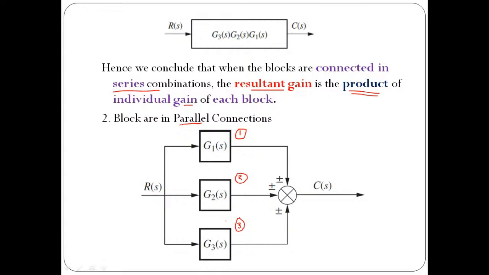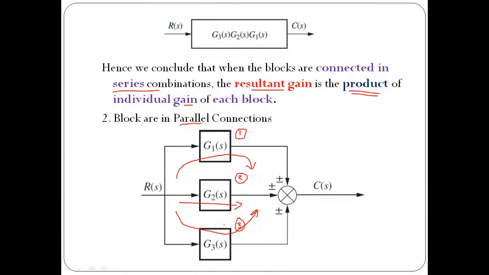Why are they connected in parallel configuration? Because the flow of signal in each block is in the same direction. For example, with respect to block 1, the flow of signal is from input to output like this. In the same way, with respect to block 2 of gain G2 of S, the flow of signal is from input to output. In the same way, with respect to block 3 of gain G3 of S, the flow of signal is from input to output. Hence, all the blocks are connected in parallel configuration.